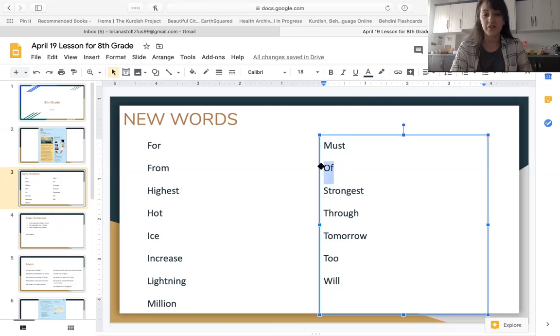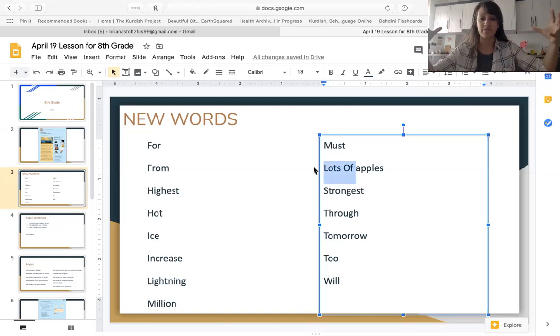Of. This is another preposition, kind of like for or from. Of means it comes from something. Or for example, I could say lots of. This is the little word that goes in between lots and the item. So lots of apples. I have lots of apples in my fridge. This phrase lots of means very many.